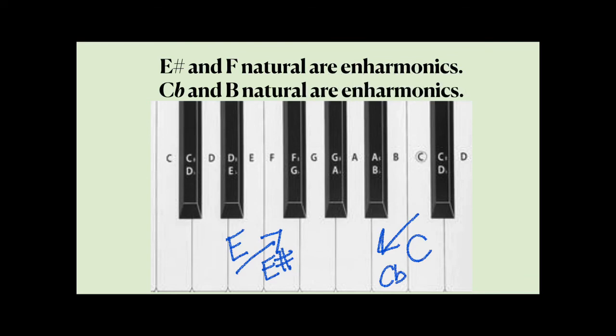E sharp and F natural are enharmonics. They sound the same. They're the same key. They're enharmonics because they have different names. C flat and B natural are also enharmonics. They use the same key on the keyboard. They sound the same. They're the same frequency of pitch, but they have different names.